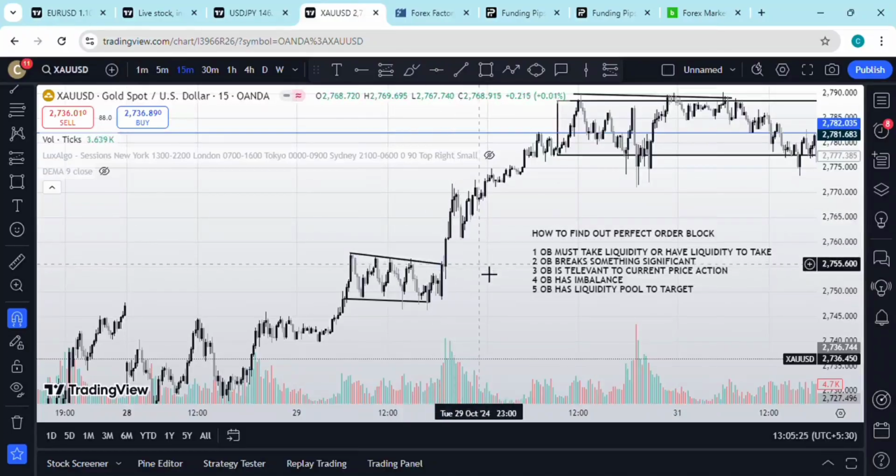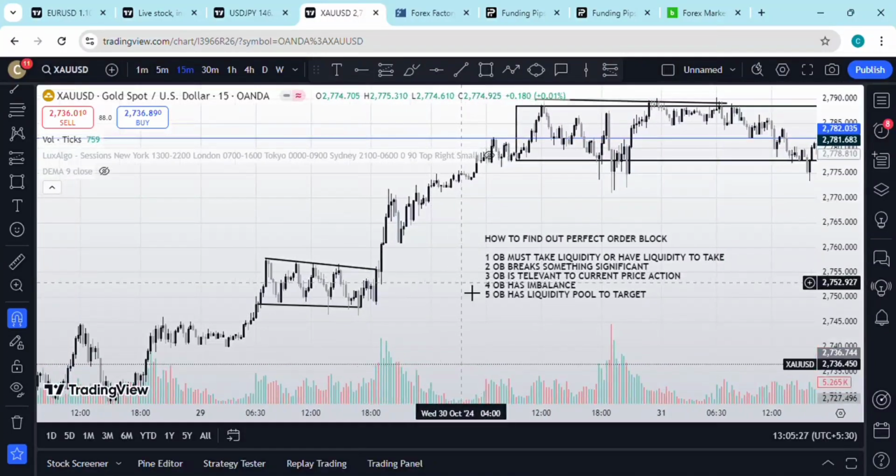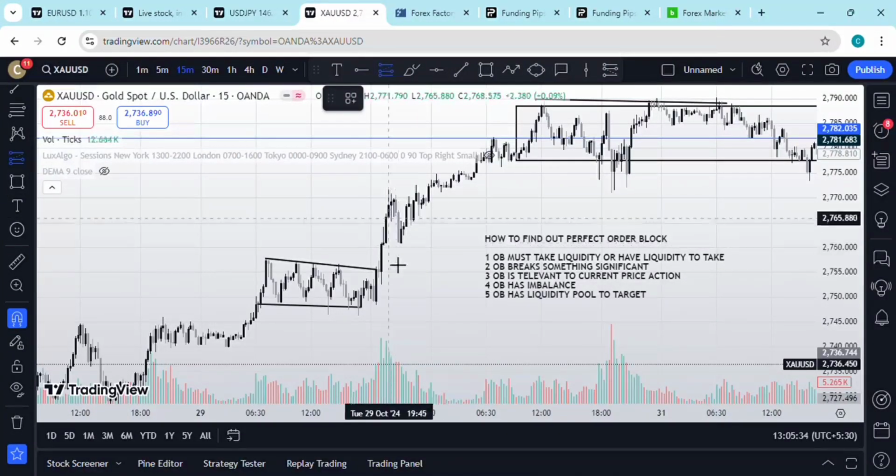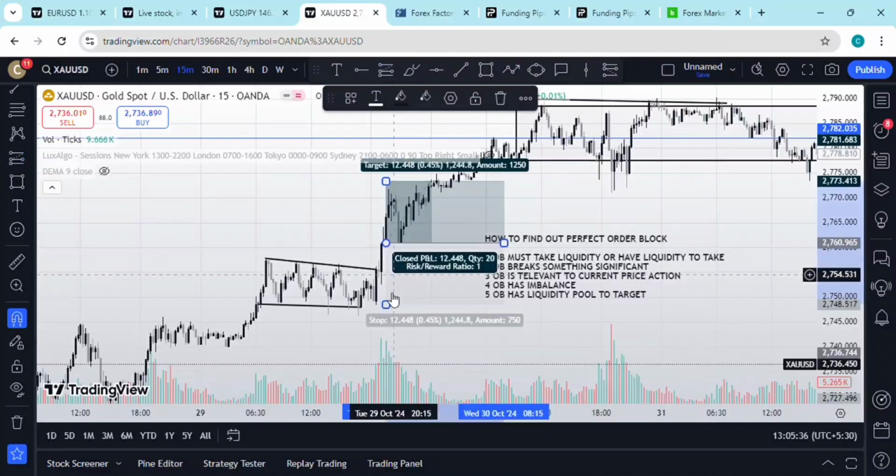Let me show you, and tell you why. My stop loss shall be here. Let me show you. Long position. I would have taken my trade over here. My stop loss shall be over here.